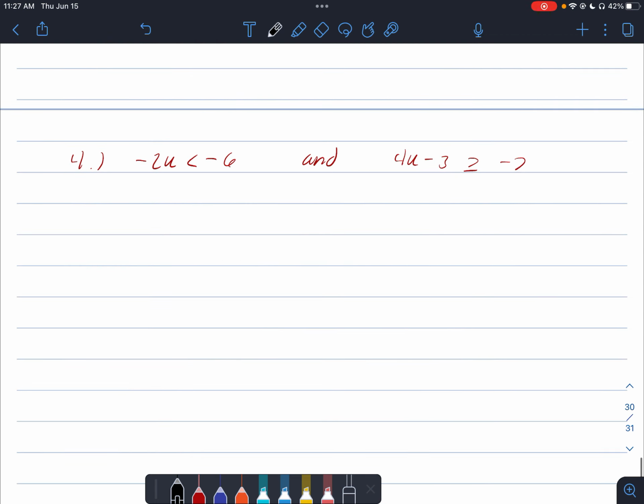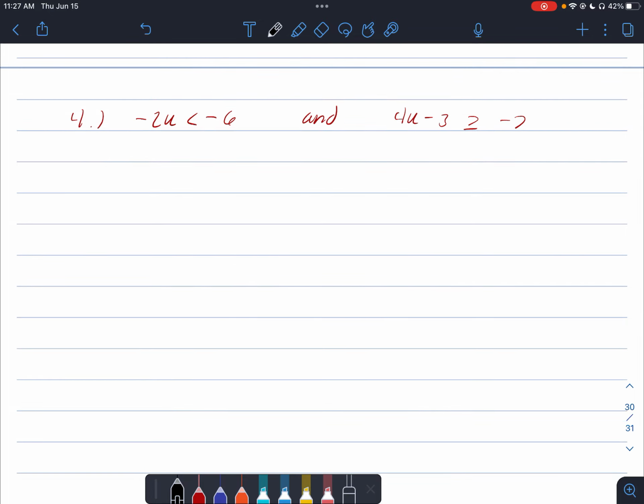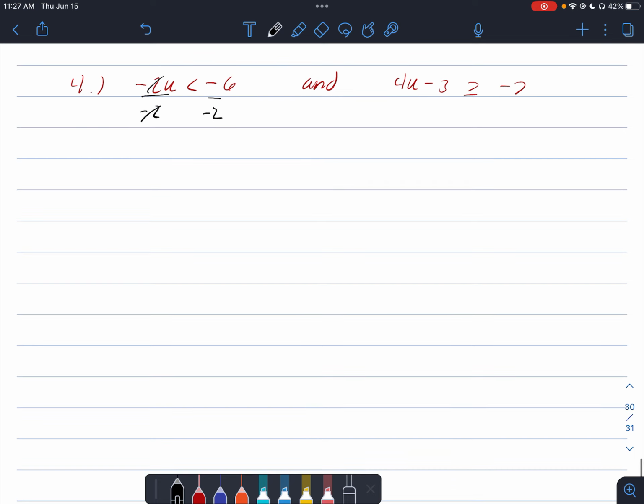All right, so let's take a look at this one. Here we have -2u is strictly less than -6, and 4u minus 3 is greater than or equal to -7. All right, so let's go ahead and solve this one. We can divide both sides by -2. And remember, we have to flip our sign.